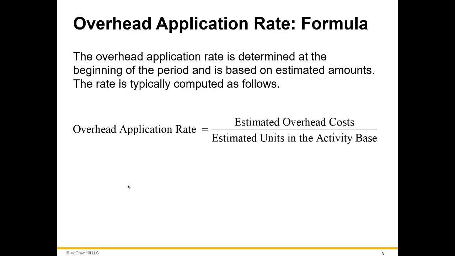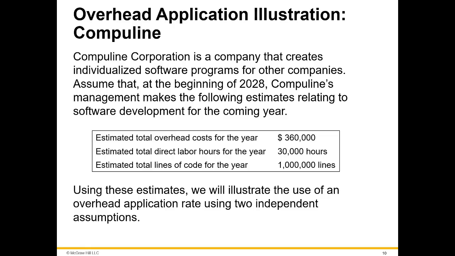Well, we're going to establish a rate where we're going to have, and notice both of these are estimates, which means it might be off, but we are not going to know the total till the end of the period. So we're going to estimate overhead costs, and we're going to estimate how many units are in the activity base, like how many direct labor hours are we going to have during the year. And so if we're going to allocate overhead based on direct labor hours, we need to have an estimate of both of those. So here's the example.